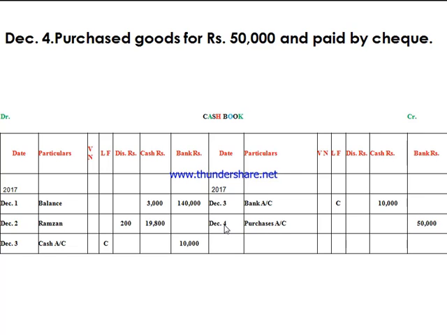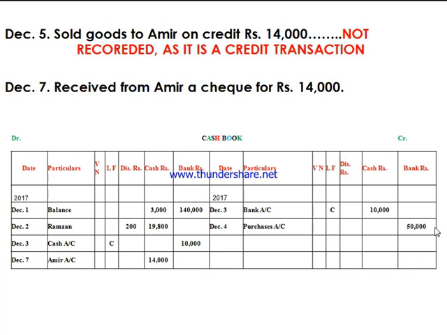First, we will write down the date, particulars, why we are going to pay this cash, the detail, because we have purchased some goods. Therefore, in the particulars column, we will write down purchase, and as the payment is made from the bank, therefore we will write down 50,000 in the bank column. Next transaction is sold goods to Amir on credit, rupees 14,000.